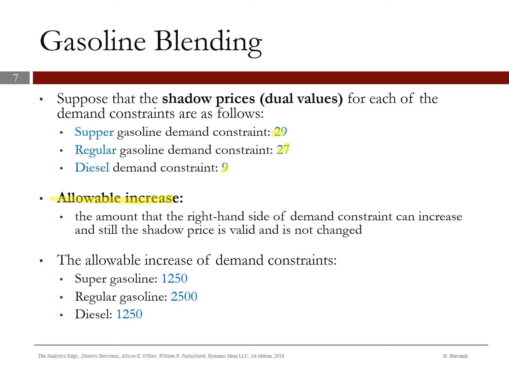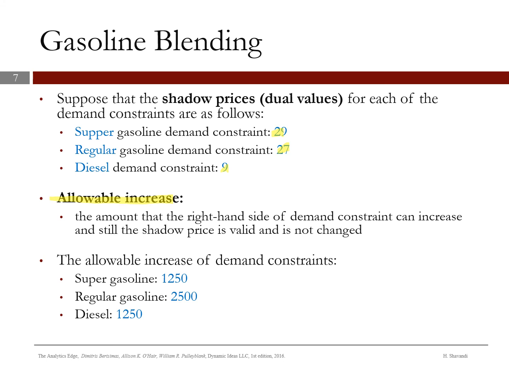Another thing that we can have here is the allowable increase, which is coming from the sensitivity analysis. Here we are going to see the right hand side parameter. We're talking about the demand constraint, so the maximum demands, how much they can be changed in order to have the same shadow price. I mean, the dual values wouldn't change in that range of change of the demands. So here we have these numbers.